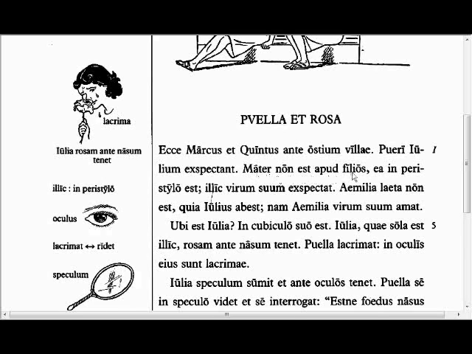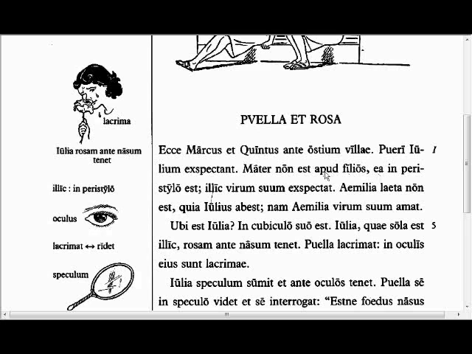Mom is not with her sons. She is in the peristylum. There, she is waiting for her husband. So we have ea. Remember to memorize those carefully, right? She is in the peristylum.